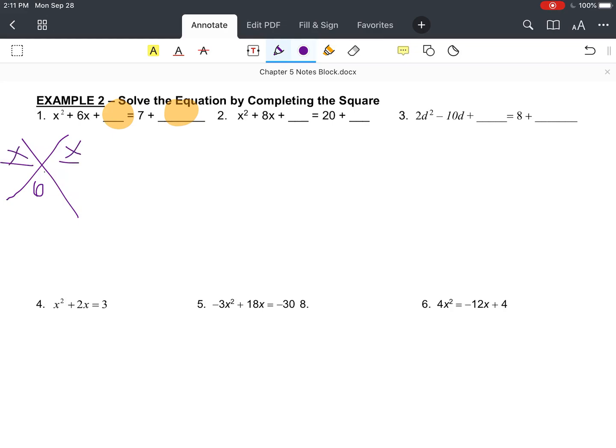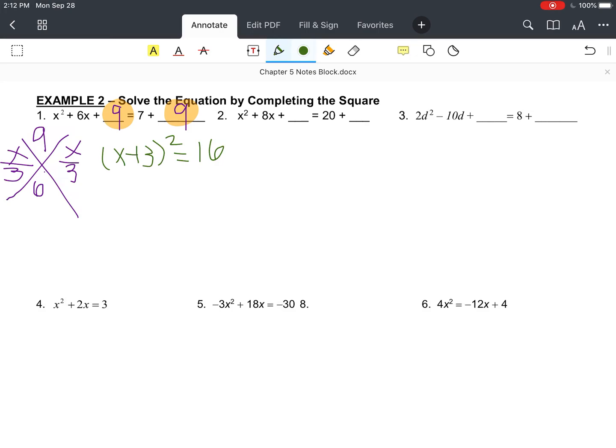I can set up 1x on top. Two numbers that add to 6 that are the same will be 3 and 3. 3 times 3 is 9, so that will be my c. Because this is now an equation, whatever I add to the left side, I'm also going to have to add to the right side. So if I add 9 to the left to make a perfect square trinomial on the left, I have to on the right. My left is now going to factor x plus 3 quantity squared. Again, we can see from our x, that's where it came from, equals 7 plus 9 is 16.